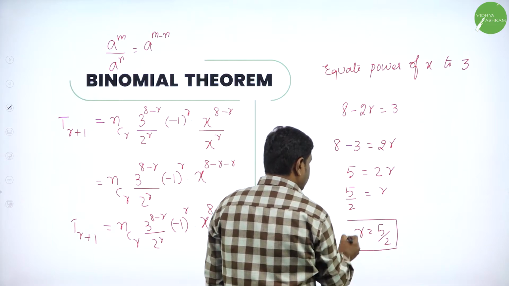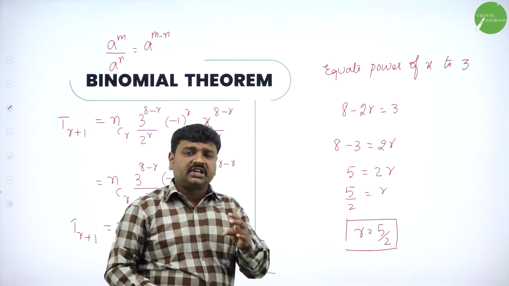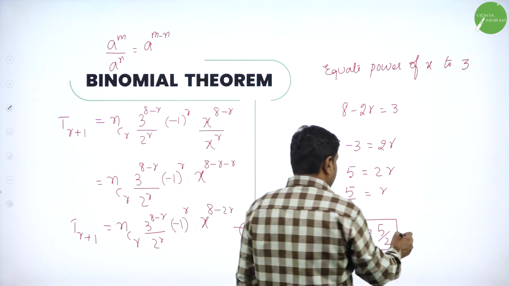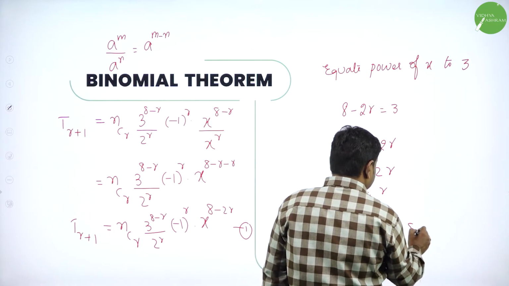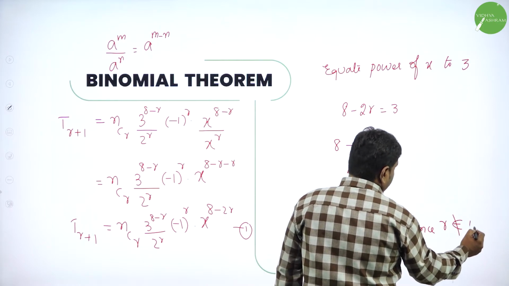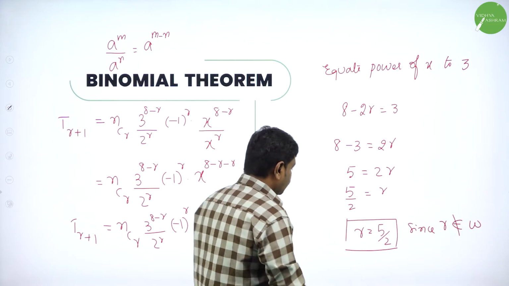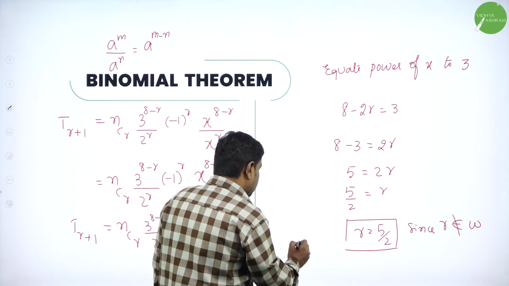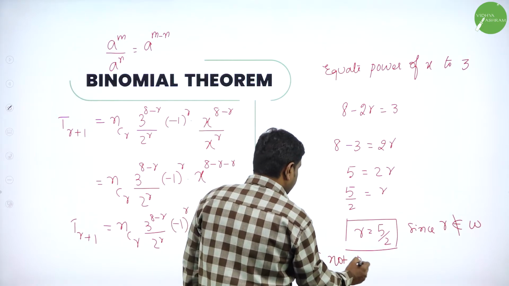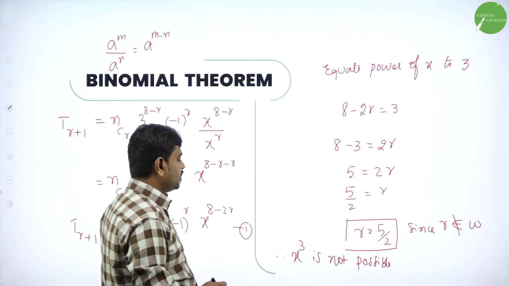Now, dear students, r cannot be a fraction. Rth term, first term, second term, third term, like that. So it is a fraction. Therefore, since r does not belong to whole numbers, natural numbers or integers, and r is a fraction, what is the conclusion? x power 3 is not possible. The term containing x power 3 is not possible in the expansion.